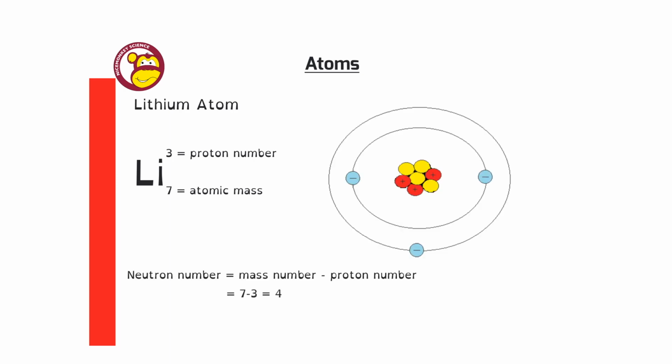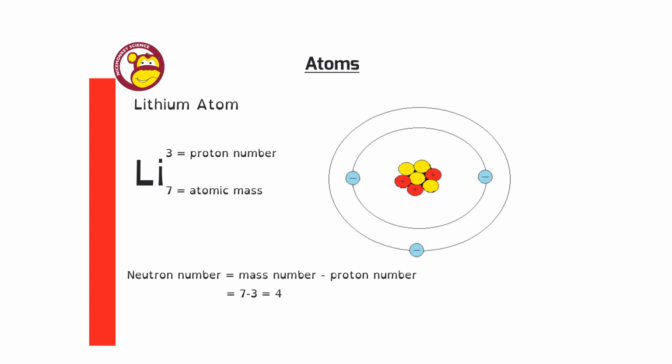Rather helpfully, the proton number is the number of protons. As you can see over here in this diagram of the lithium atom, we've got 1, 2, 3 protons. Now, because the protons are positive, we also have an equal number of negatively charged electrons. As you can see here, 1, 2, 3 electrons. The proton number, in the case of drawing an atom, is always the same as the electron number.